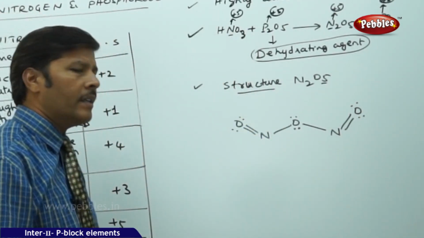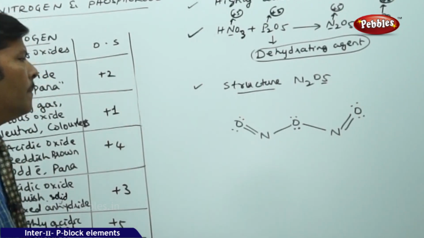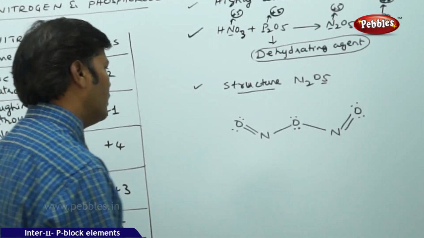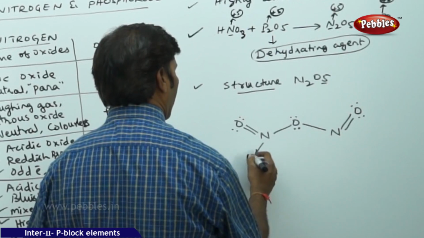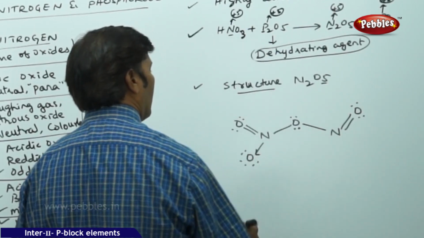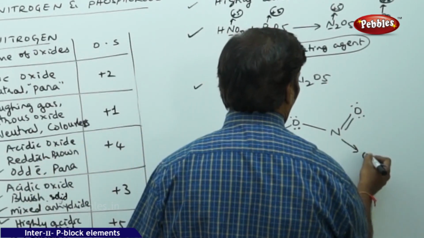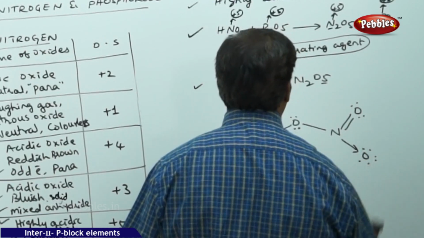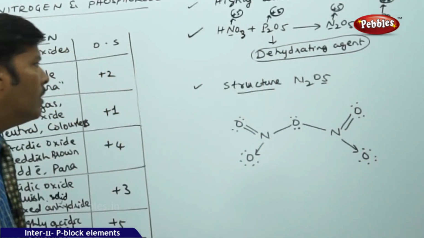You can either create a coordinate covalent bond or you can just create a coordinate covalent bond. Both mean one and the same here. So I am creating a coordinate covalent bond. So the oxygen is stable, everything is stable, and you are finding that this is the structure of nitrogen pentoxide.